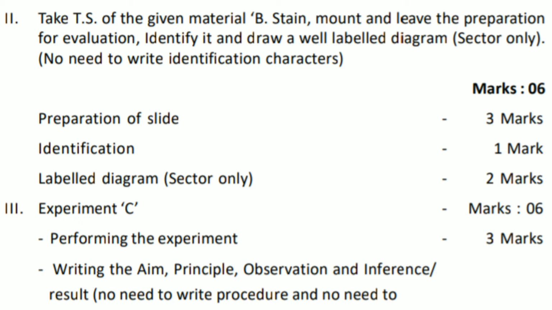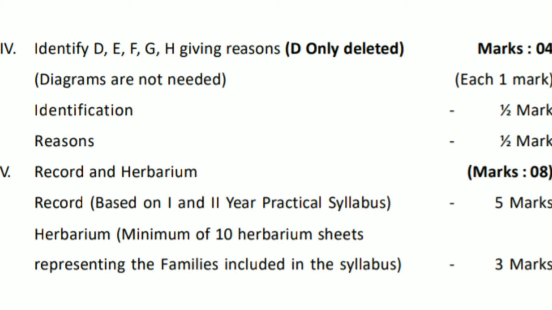Next, the fourth section, that is identifying D, E, F, G, H. Here the most important thing is that there is no need to draw the diagram, you only have to write the identification. Whatever slide or specimen you observe, you have to identify it. Then you have to write a few reasons, based on which you confirmed that slide or specimen.